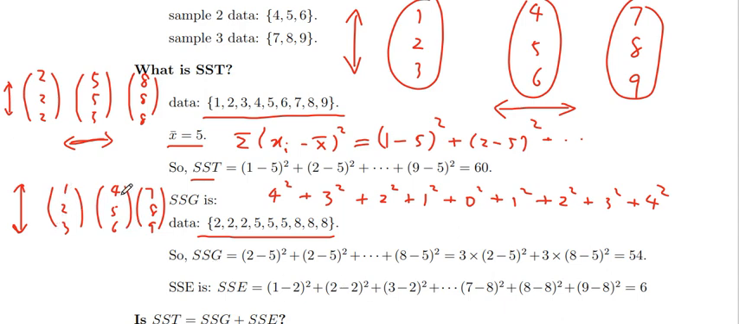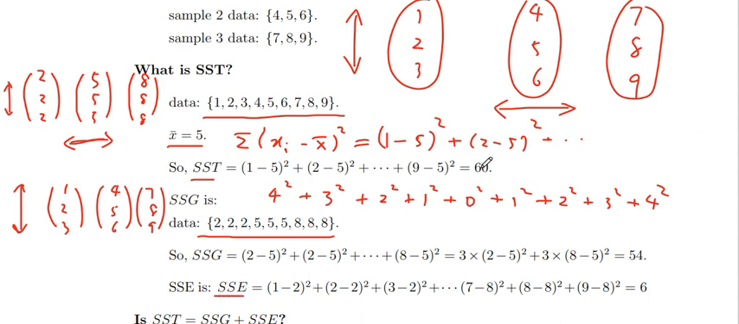And for 4, 5, 6, their average is 5. So each one minus 5, squared, just xi minus x bar, squared, right? So 4 minus 5 squared is 1, 5 minus 5 squared is 0, 6 minus 5 is 1. So here it's 1, 0, 1. It's the same for 7, 8, 9: the average is 8, so each one minus 8, squared, gives 1, 0, 1. So we find this equals 6. So this 6 is SSE.